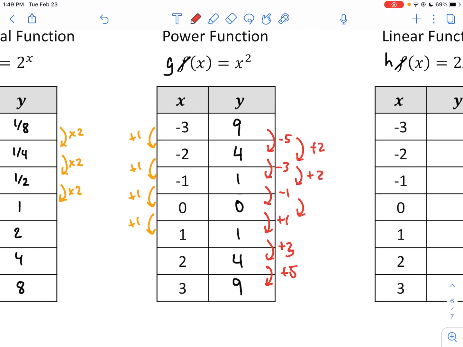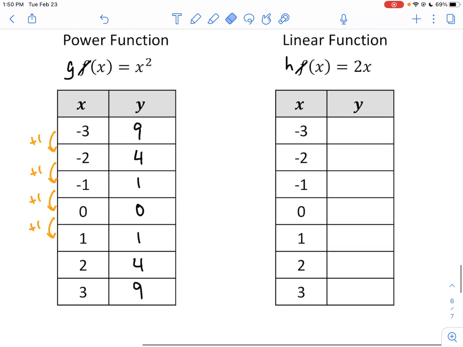Oh, this is interesting. To go from negative 1 to 1, we add 2. To go from 1 to 3, we add 2. And to go from 3 to 5, we add 2. The differences change at a constant rate. But that's going a little bit deeper than we need to go. Going from y to y, there is no pattern of multiplication or division that gets repeated. Let's look at a linear function, h equals 2x.